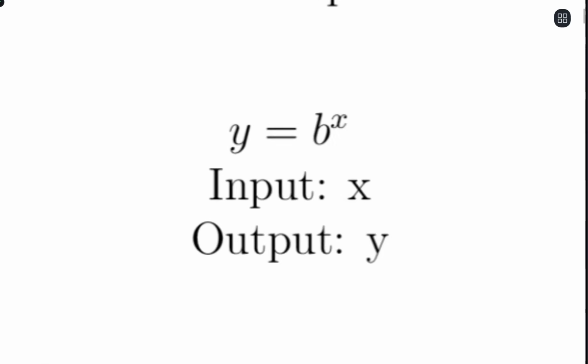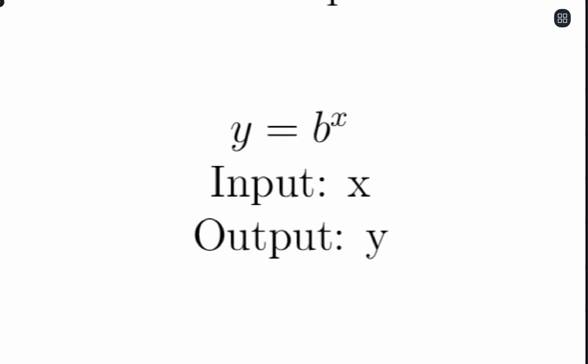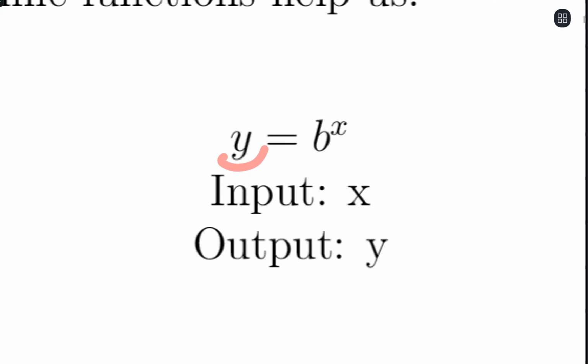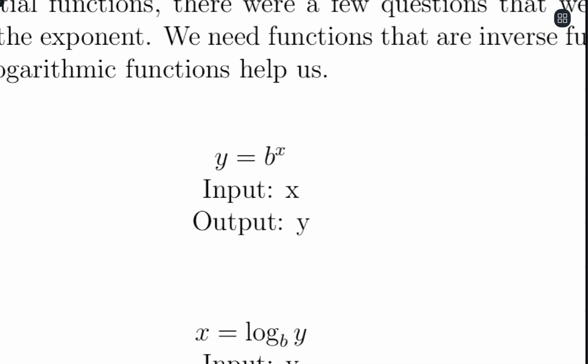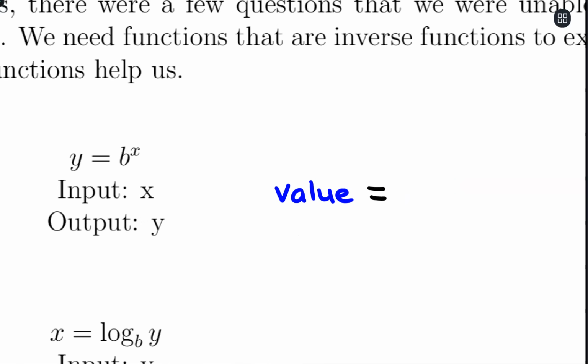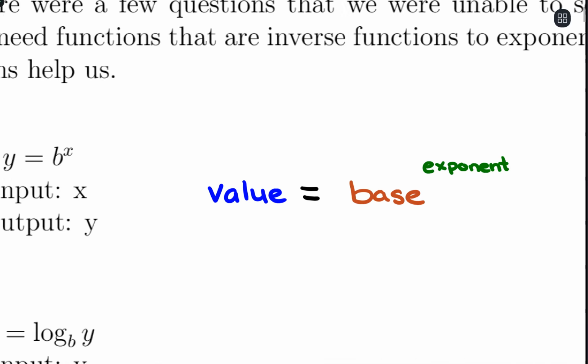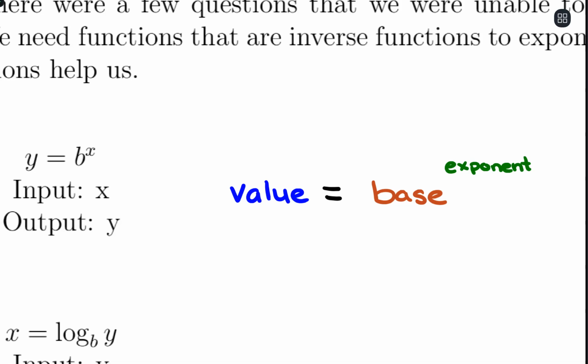So let's say we have an exponential function, y equals b to the x. How this works is that we input an exponent, and then with that base of b and that exponent of x, when we calculate it, we get this output of y. So we end up with this kind of setup where I'm going to call y the value. So we end up with a value, and that equals some base with some exponent. So the purpose of this function is to solve for that value y, given some base and then plugging in some exponent.